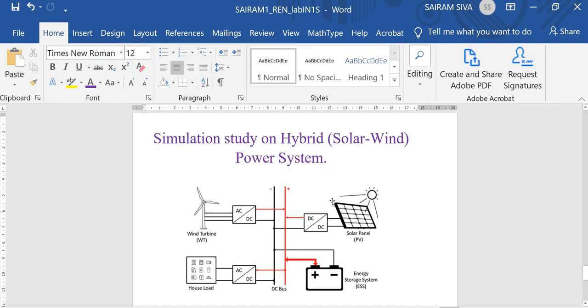Different combinations are possible. Here we are going to see the following combination. The wind source is available, and the wind turbine extracts power from the wind. This wind turbine is connected to a PMSG, the permanent magnet synchronous generator. The output of the PMSG is a variable AC supply, which is converted into DC.